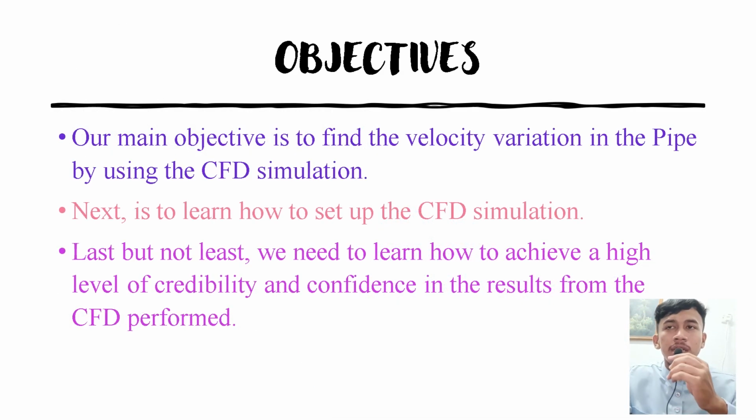Okay, the objective for 2D flow in pipe: our main objective is to find the velocity variation in the pipe by using the CFD simulation. Next, to learn how to set up the CFD simulation. And last but not least, we need to learn how to achieve a high level of credibility and confidence in the result from the CFD performed.